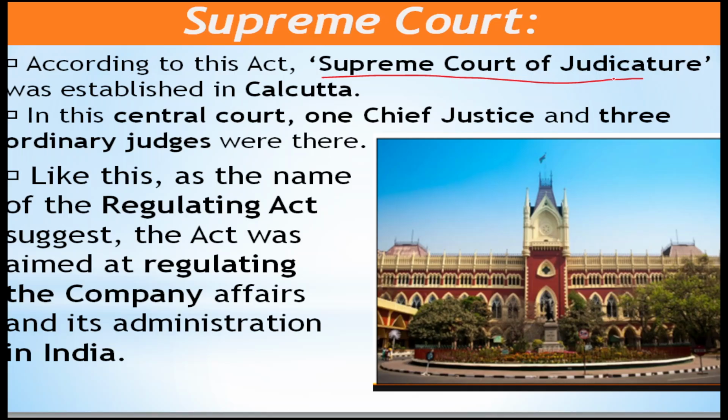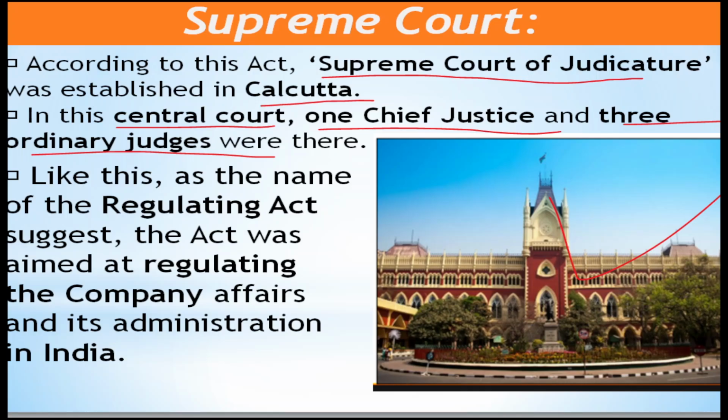Supreme Court was established in Kolkata. It was one central court, in which one Chief Justice and three other ordinary judges were there as judges of the Supreme Court. This is what the Supreme Court building in Kolkata looked like at that time. I hope you have understood that.